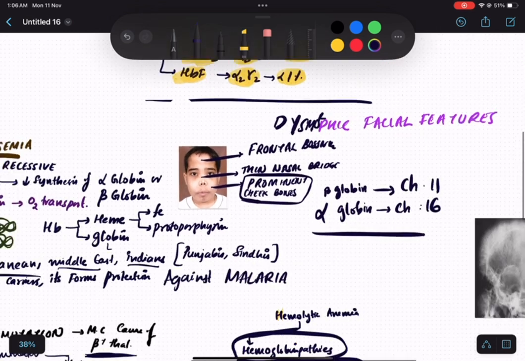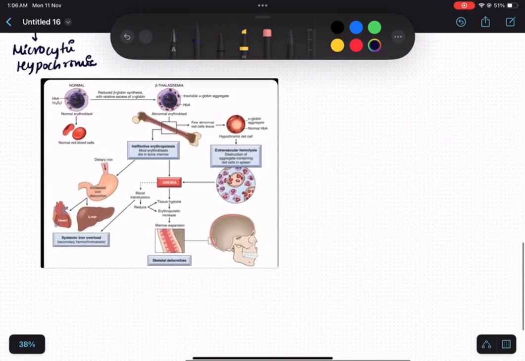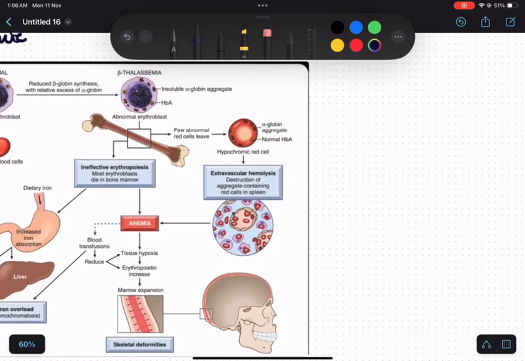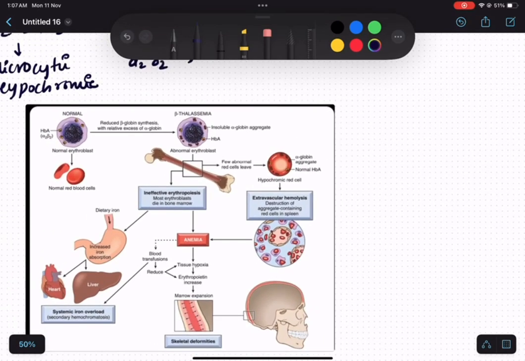Now we can come to the pathophysiology behind it. We know that the normal red cell consists of 2 alpha as well as 2 beta chains constituting the HbA, right?